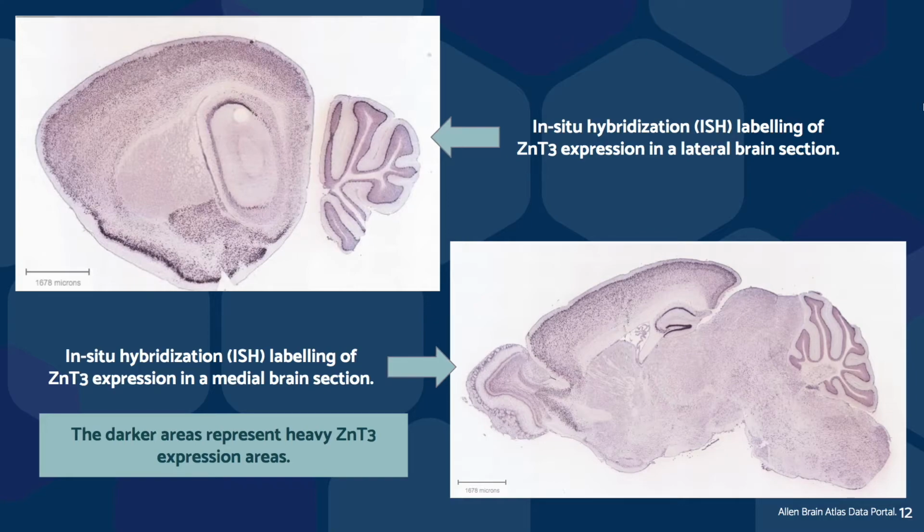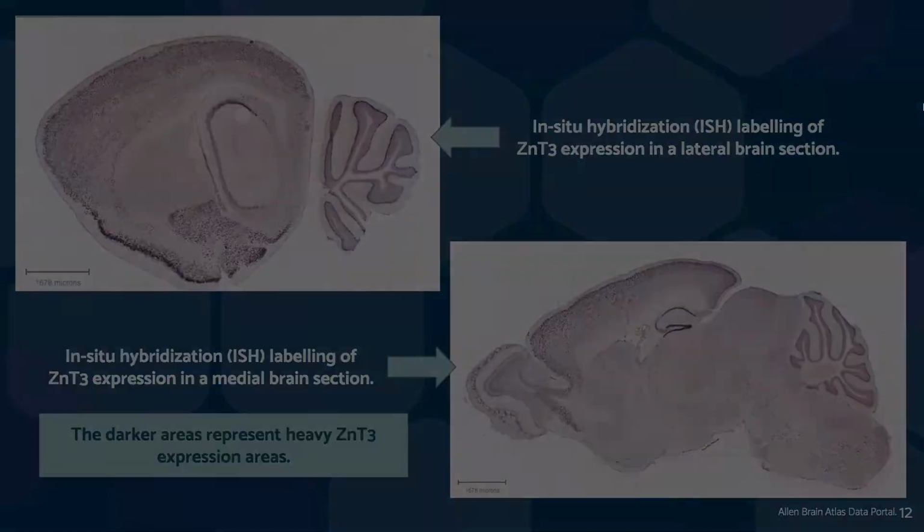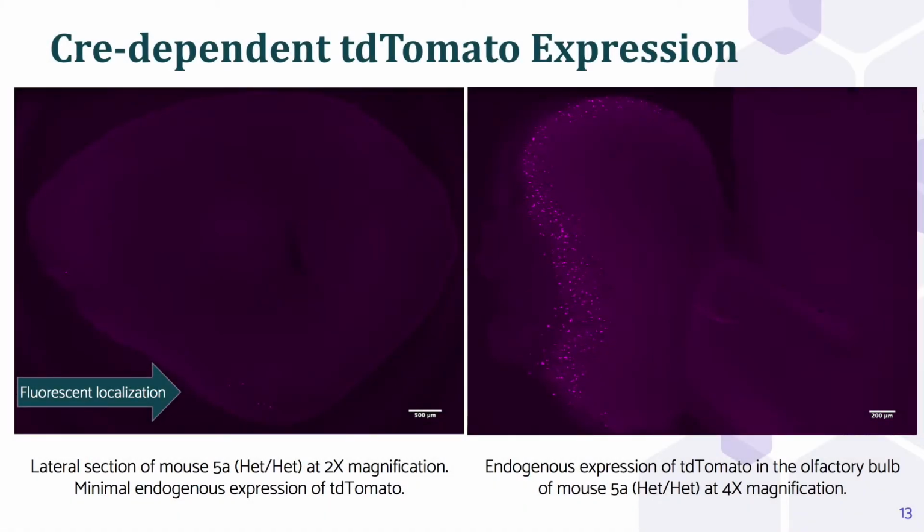One of the possible explanations that arose was that the native TD tomato expression was too weak and needed to be amplified with the use of immunofluorescence techniques. The experimental mice with different combinations of the Cre-AI9 alleles were used to compare relative expression of TD tomato. As seen in the figures, the endogenous expression of TD tomato was minimal and localized to the ventral areas of the brain in lateral sections, and the olfactory areas in medial sections. Both images are from a mouse that was heterozygous for both alleles.